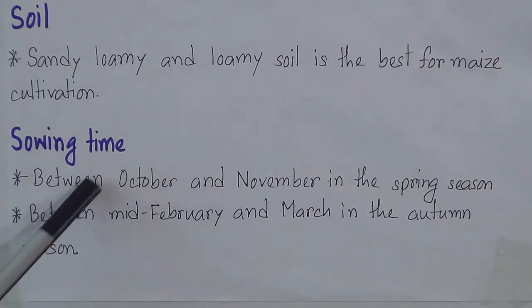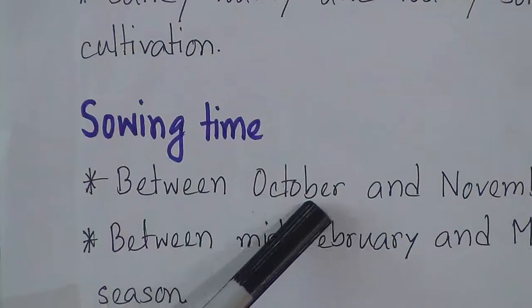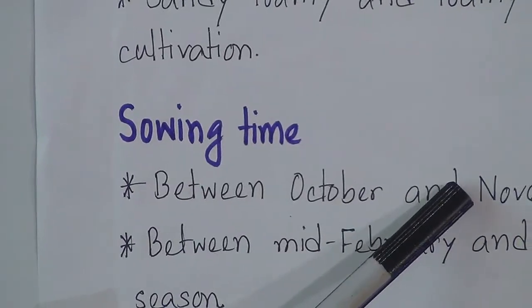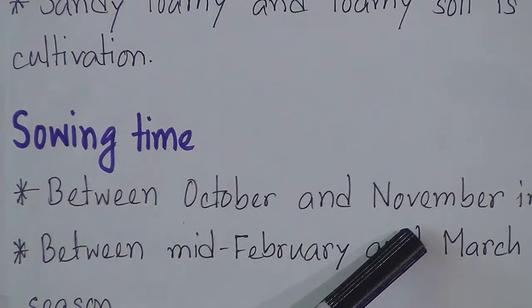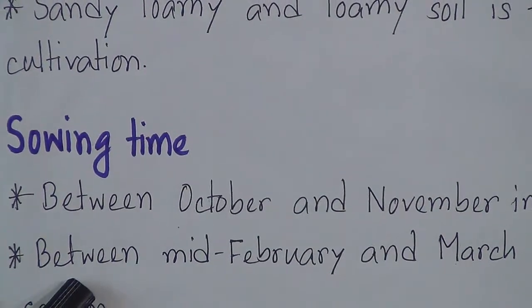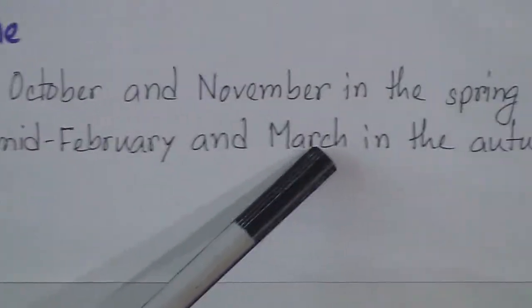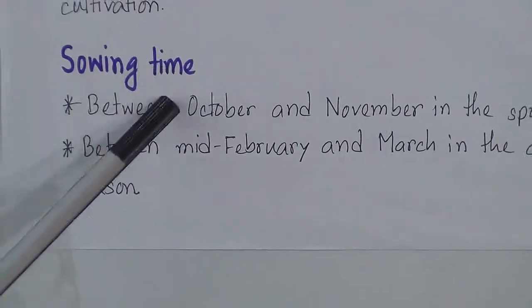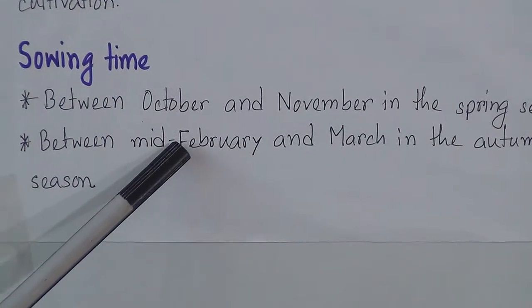Now sowing time. So when will you sow the maize seed? Between October and November in the spring season. That means this is the proper time to sow the maize seed, and we can also sow the seeds between mid-February and March in the autumn season. So we can cultivate or produce 2 times in a year.